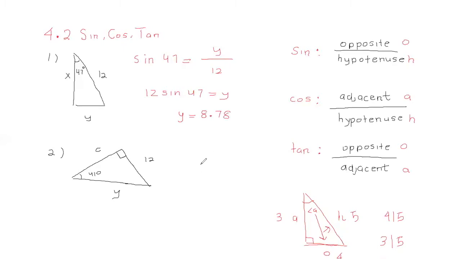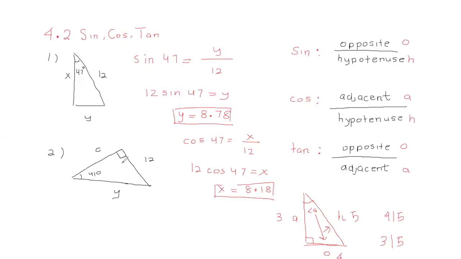Now, to find the value of x, you can either use 8.78, or to be more precise, you could use cosine 47. So as we know, cosine is adjacent over hypotenuse. Adjacent from 47 is x, and hypotenuse is 12. So again, we multiply 12 times cos 47 to get x. And if you punch that in your calculator, you get the value, and so we found the values of x and y.